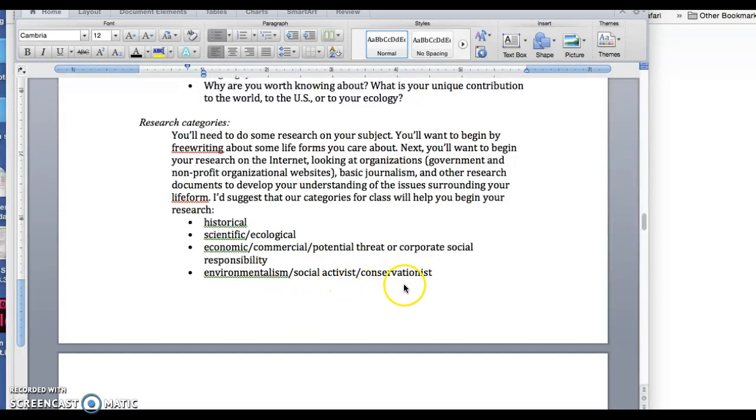And then environmentalism, social activist, conservationist discourses or rhetorics. Who's trying to help you, right? And how well are they doing? How are they doing it? If we think of this as a course on rhetoric, are the people trying to help you using the best communication techniques?